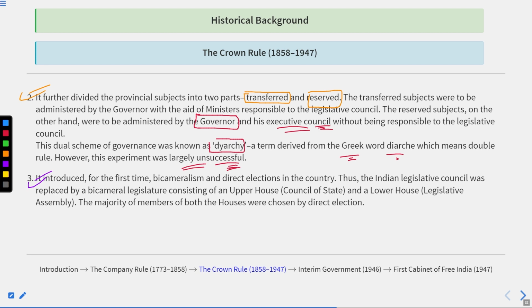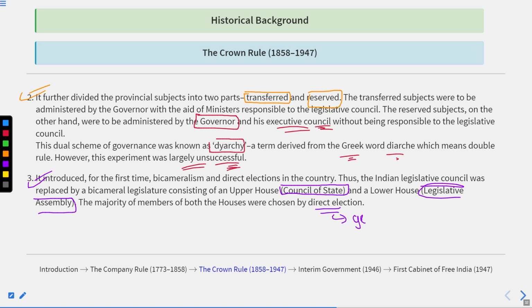Rajya Sabha, representation of the states. Lok Sabha, representation of people. Okay, so a similar kind of thing was introduced at that time also. Thus, the Indian legislative councils were replaced by a bicameral legislature consisting of an upper house, known as the Council of State, and the lower house, the Legislative Assembly. The majority of members of both houses were chosen by direct elections.